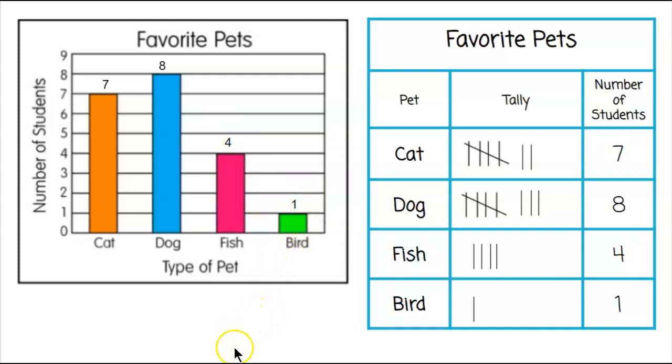Now, another question I could ask you about that is, how many more people like fish than birds? The answer would be 3. I can think of it 2 ways. I could say the difference is 4 minus 1, which is 3, or I could think, okay, there is 1, and I need 2, 3 more votes to be the same as fish.